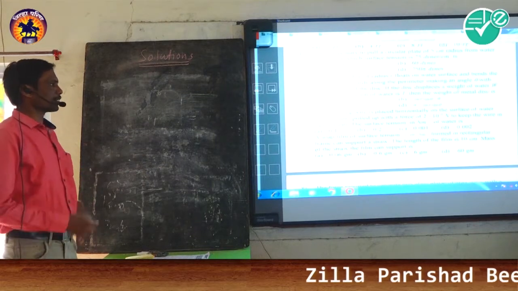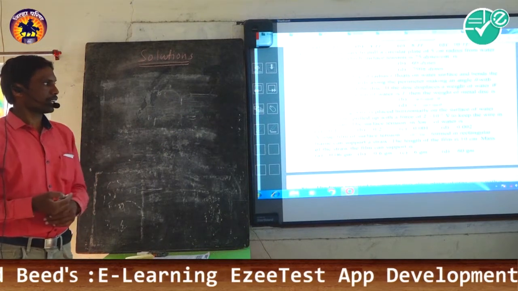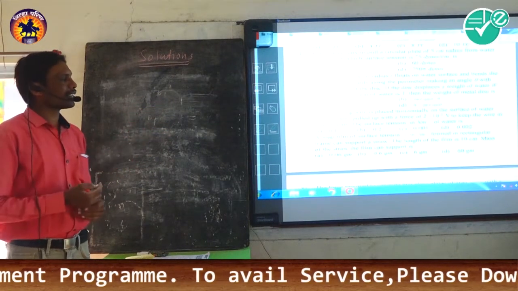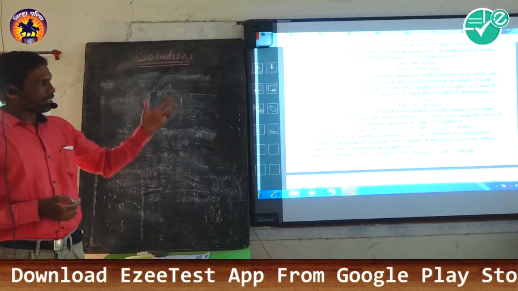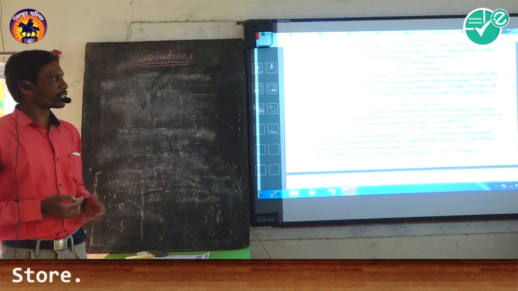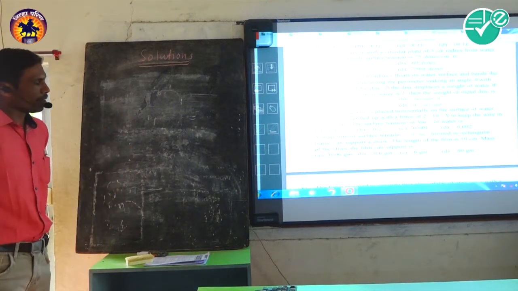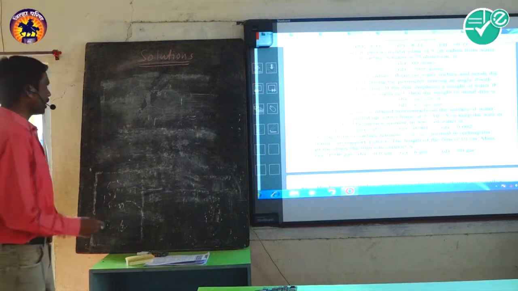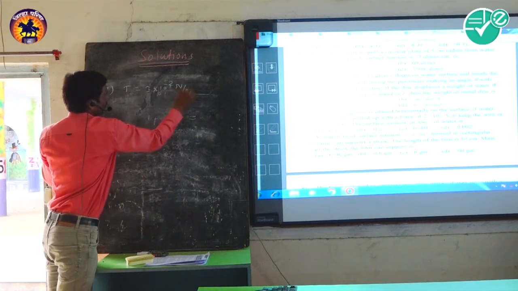Then the 7th MCQ. A soap film of surface tension 3 into 10 raised to minus 2 Newton per meter, formed in a rectangular frame, can support a straw. The length of the film is given as 10 centimeter. The mass of the straw the film can support is. You know, the straw floats on the surface, or the weight of the straw is supported by the soap film of surface tension 3 into 10 raised to minus 2 Newton per meter. So the surface tension of the soap film is T equal to 3 into 10 raised to minus 2 Newton per meter.